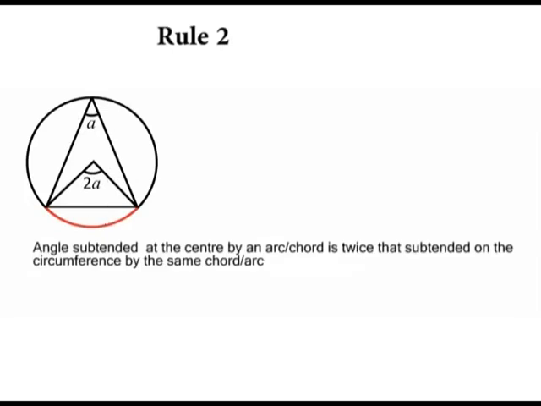So the angle subtended at the center by a chord or an arc is twice the angle subtended by the same arc or chord on the circumference of a circle. In short, we write angle at the center.